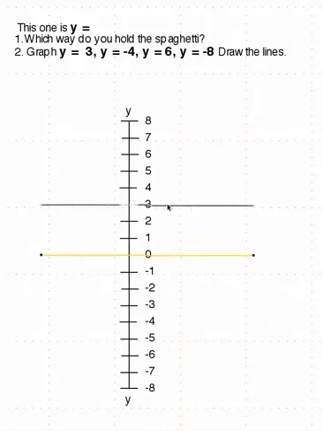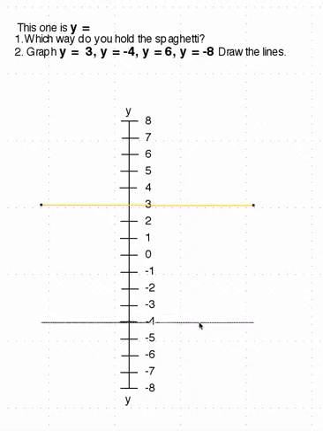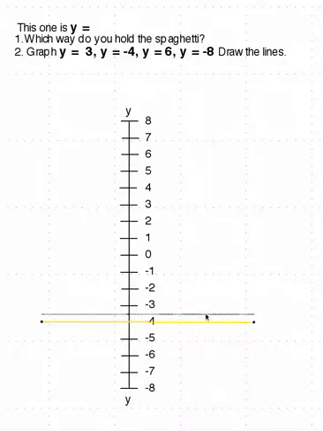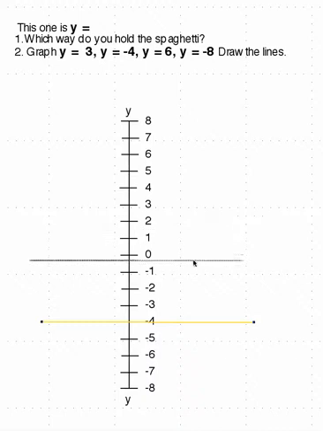y is 3. Here I'm going up here. Y equals, so we're going to have y equals -4. Drop it down at -4. And we can draw the lines that way. So when we're just graphing y equals, they're going horizontal. And this is a lot easier to see when you're looking at one axis at a time.